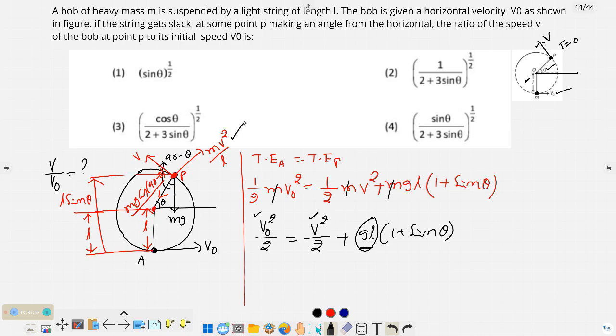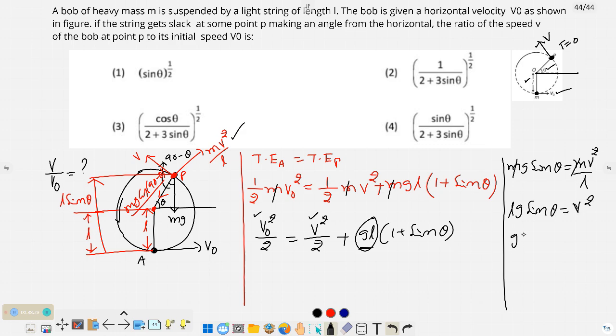This is one of the concepts I can take. mv square by L, the centrifugal force acting on the body at point P, is away from the center, and towards the center mg cos(90 minus theta) is acting. So at this position I can write mg sin theta, since cos(90 minus theta) becomes sin theta. mg sin theta is equal to mv square by L at point P. The mass gets cancelled, and cross multiplying, L into g sin theta is equal to v square.